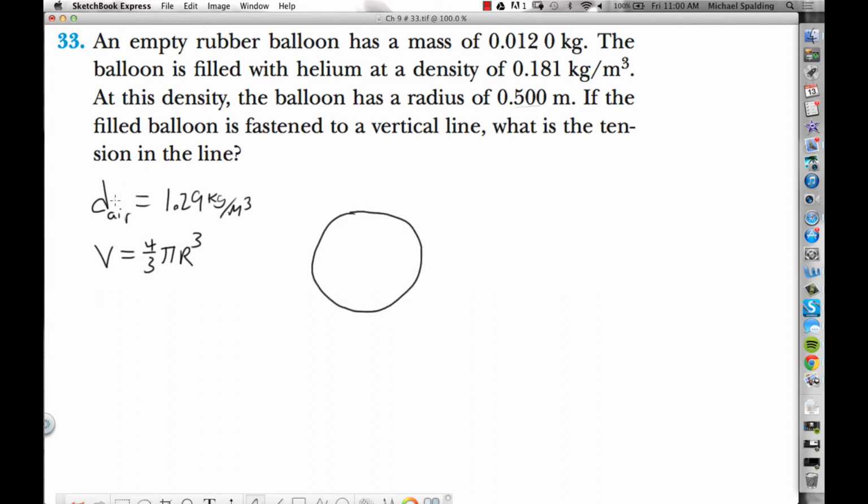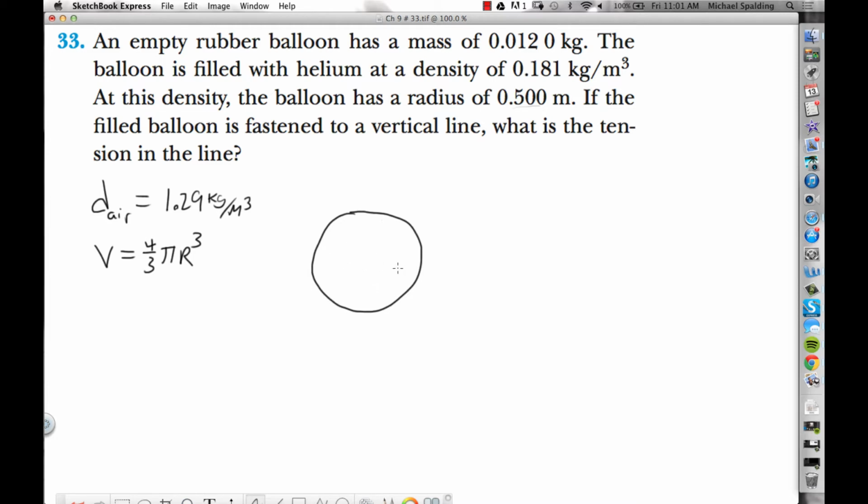Oh, and by the way, one thing the problem doesn't mention that you have to have. So what's the fluid being displaced here? Air. As the balloon gets filled with helium, and gets bigger and bigger, air is the fluid being displaced. We're going to need the density of air.